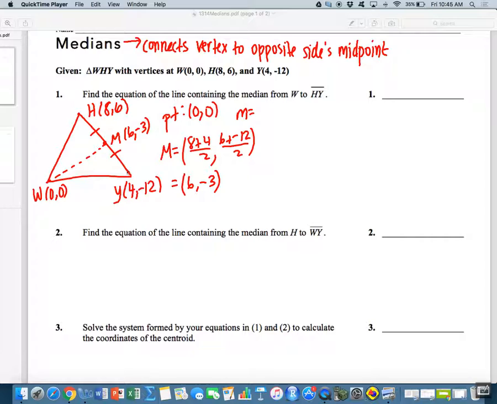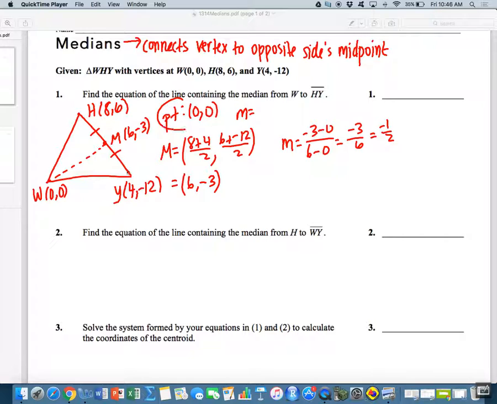So now we're going to find the slope between W and our midpoint. Remember for slope it's y2 minus y1, so in this case, negative 3 minus 0 over x2 minus x1, so 6 minus 0. So this is negative 3 over 6, which simplifies to negative 1/2. It does not matter which point I choose. I can use W or I can use the midpoint. I'm going to use W because it's the origin. It's a much easier point to work with.